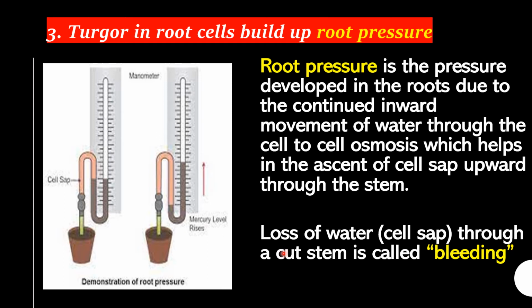Another point you have to remember: loss of water through a cut stem is called bleeding. Loss of water or cell sap through a cut stem is called bleeding. Very important. And what is the reason for bleeding? A question may come. Bleeding is due to root pressure. This is in the case of plants. Don't confuse it with that.